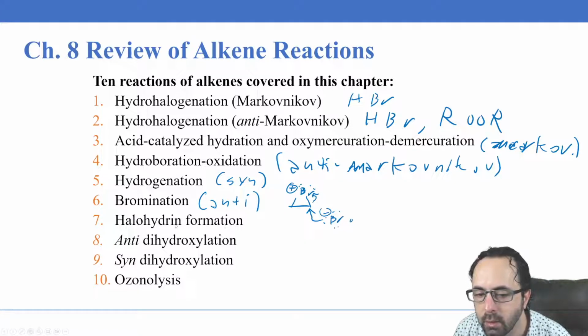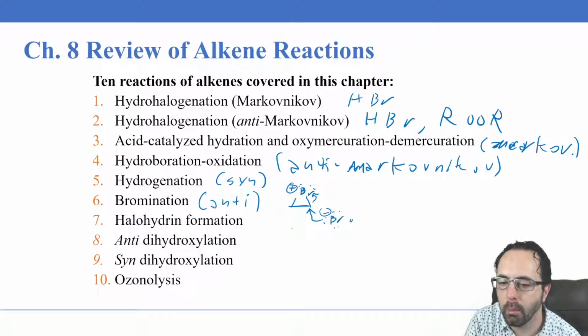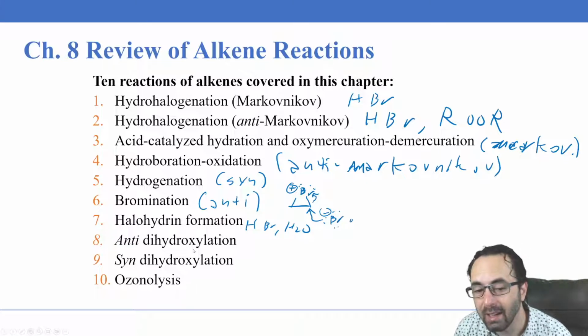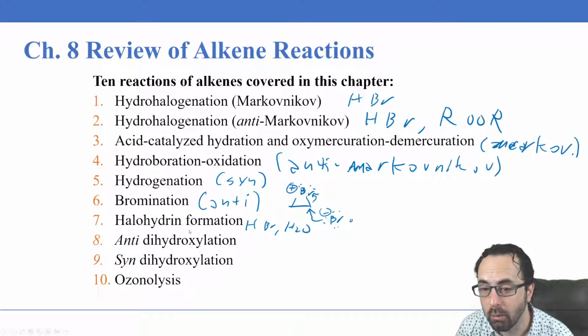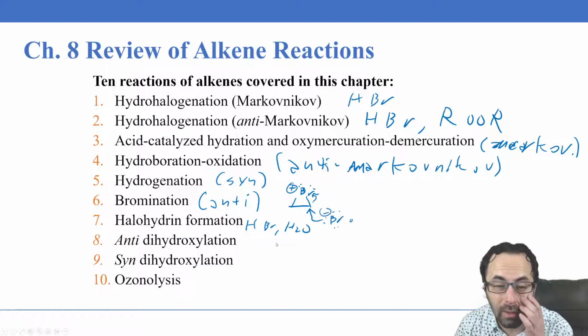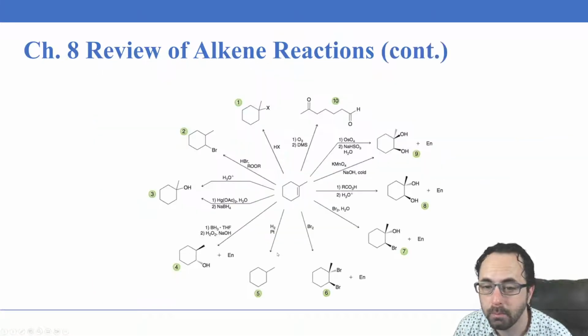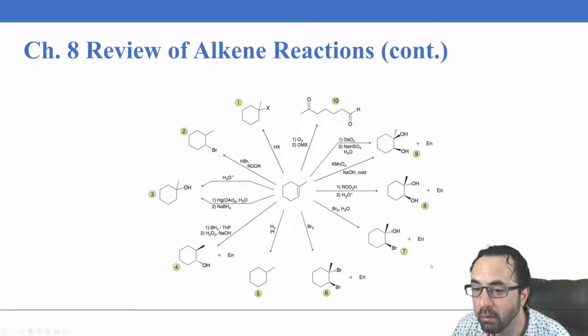The halohydrin formation, this is what happens when you use something like HBr. There's water present, right? Anti-dihydroxylation versus syn-dihydroxylation, and finally ozonolysis. So we have added 10 reactions to our reaction toolkit, a large number. So there's lots that we can do in terms of synthesis, and there's lots to do in terms of practicing predicting the correct products with the correct regio and stereochemistry.